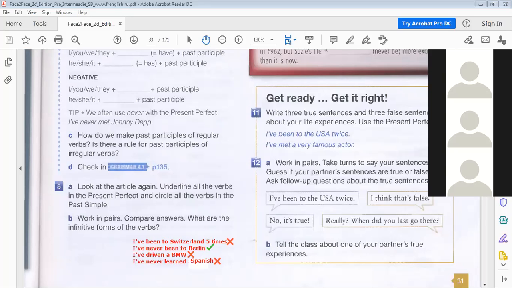Now let's think of someone. Okay, Samiha, do you have examples? Okay.